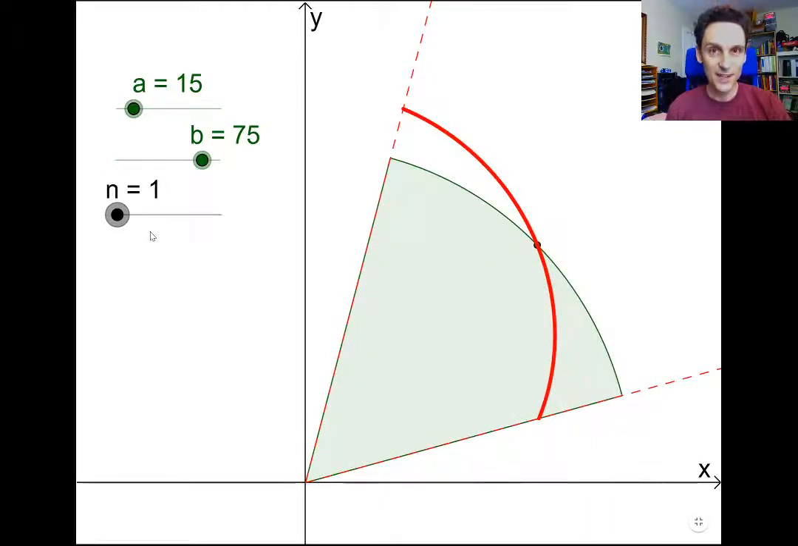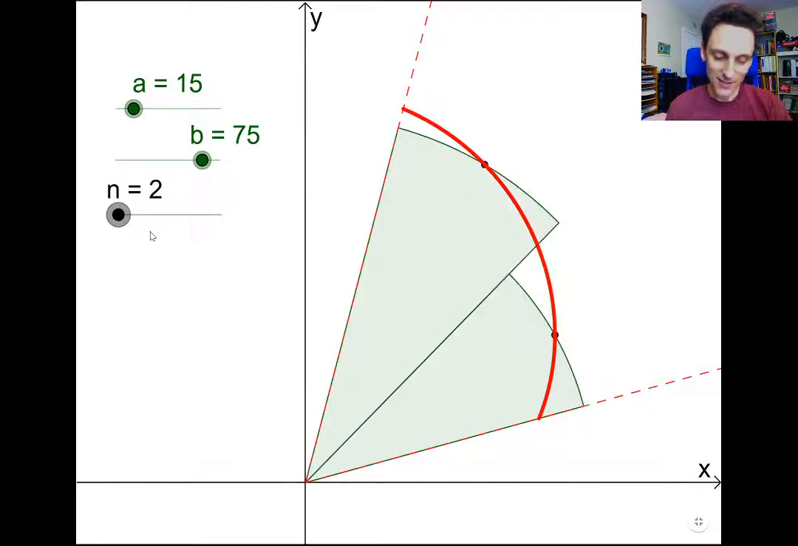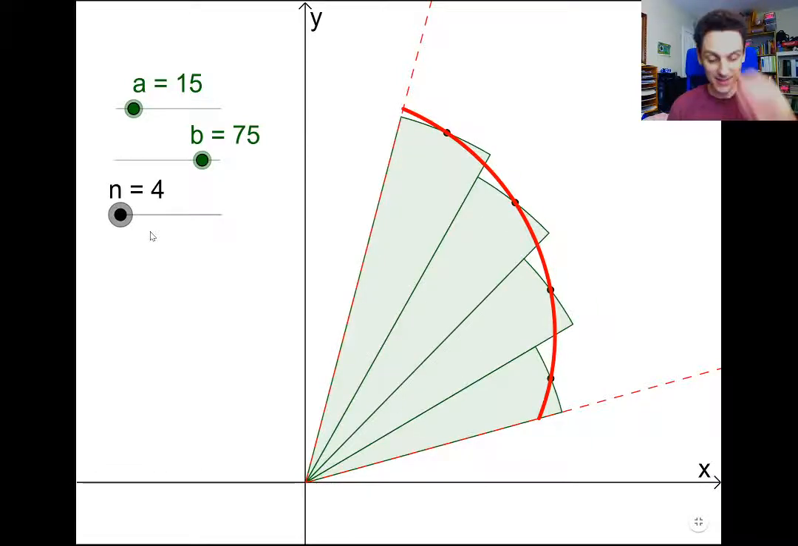Now if you used one sector, that would not be a very good approximation, but then 2 sectors gets better, 3 sectors, and 4 sectors. I'm just having fun here. Okay, so let's turn to the notes to work out the details.